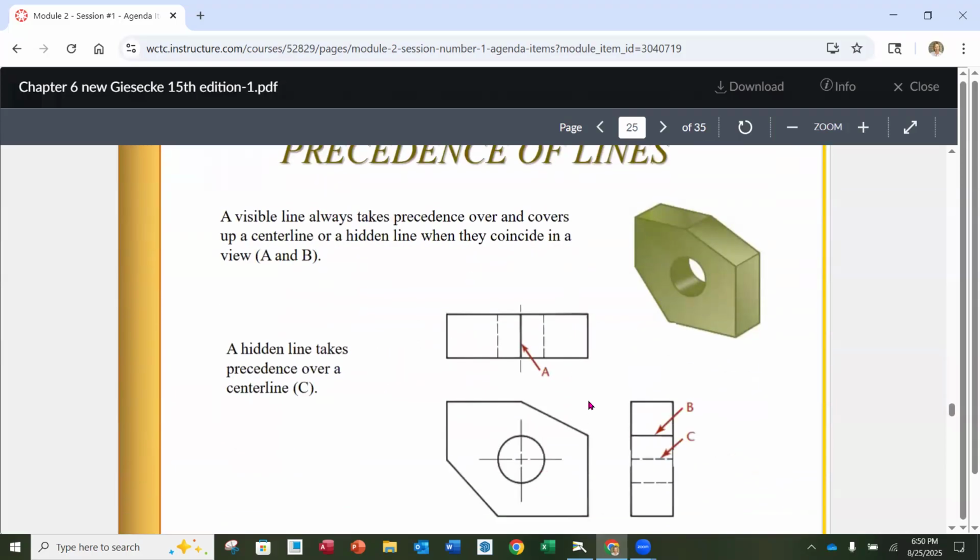Precedence lines. So inevitably, you're going to have lines that are going to line up with one another from view to view. And one is going to be on top of the other. Which one do we show? So the precedence, first of all, is any visible lines get precedence over any other line. So if we see an edge and there's a hidden line in back of it, we only show it as an edge. Okay.